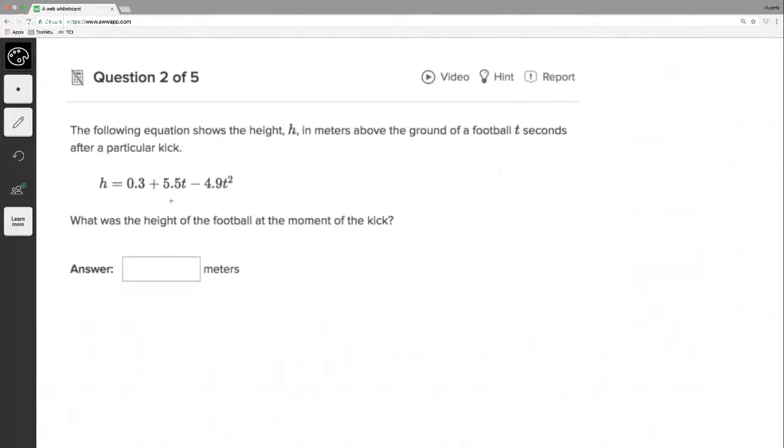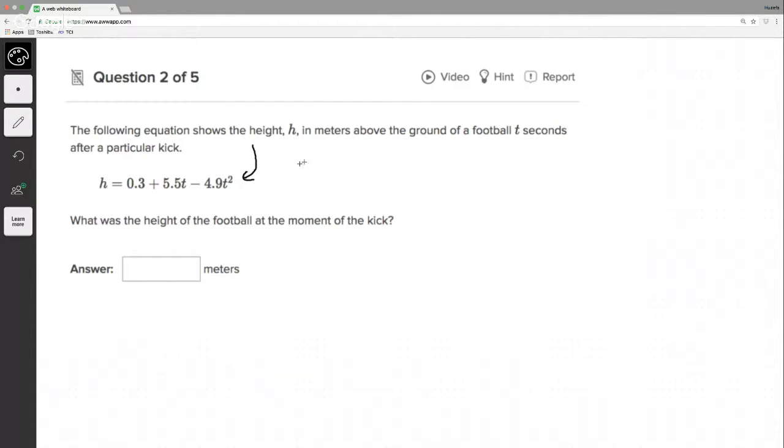Number 2. The following equation shows the height in meters, h, above the ground of a football t seconds after a particular kick. This is definitely quadratic. We got an exponent of 2 here, and that's the highest exponent. What was the height of the football at the moment of the kick?